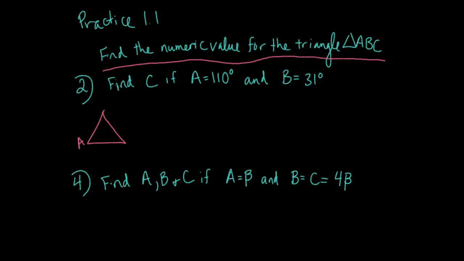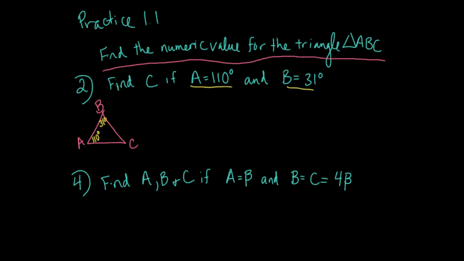You could put the A here. It doesn't matter where, but then B has to go next to A and then C. So these are your three angles. What I would also do, in a different color, is put in what you know. I know that angle A is 110 degrees. I'm a big fan of pictures and diagrams. And angle B is 31 degrees.